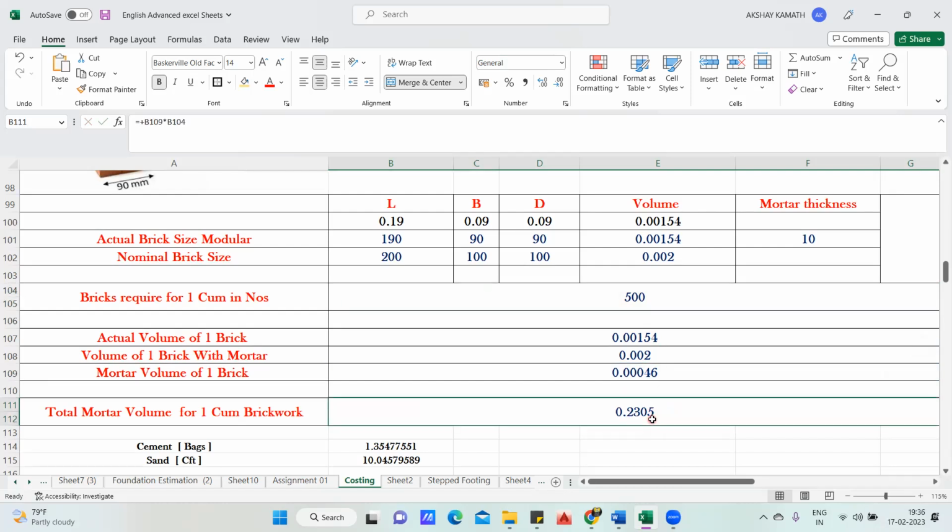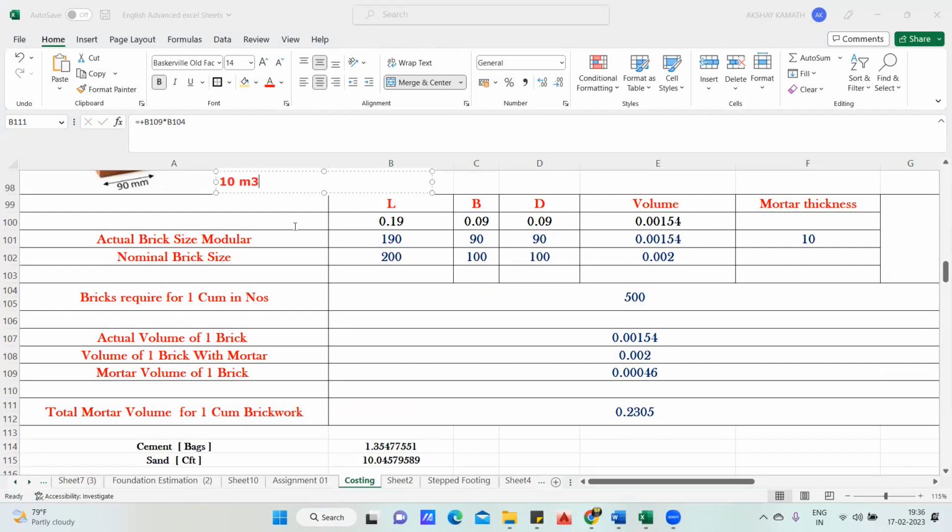If somebody asks you, I want 1 cubic meter of brickwork to be done. For example, somebody told you that he has done a calculation and he has found 10 cubic meter of brickwork has to be done. He'll ask you, tell me how many bricks are required. You will multiply 10 into 500, because for 1 cubic meter, 500 bricks are required. For 10 cubic meter, 5,000 bricks are required. Then he will ask you, tell me how much mortar will be required.